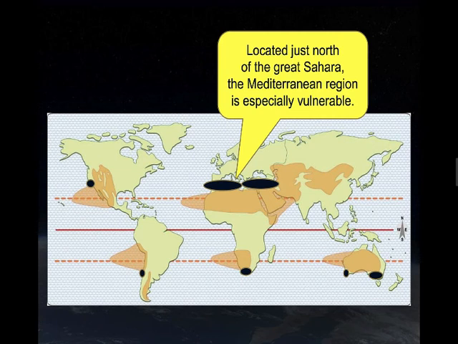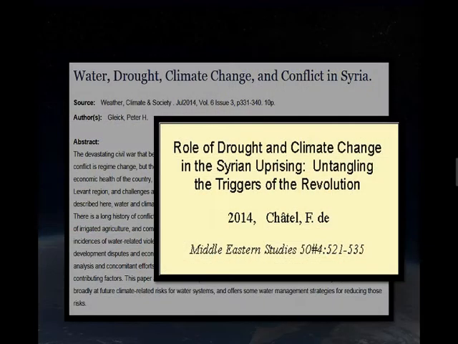And located just north of the Great Sahara and Arabian deserts, the Mediterranean region is especially vulnerable. And we saw that with Greece, with Rome, with the Hittites, and today with Syria, where there were about 500,000 climate refugees who had been driven off their farms by the fact that there wasn't enough water to irrigate the fields before ISIS came along.